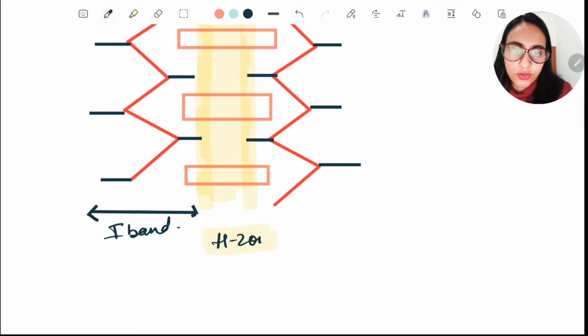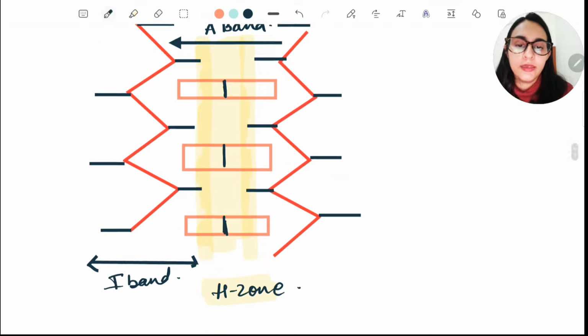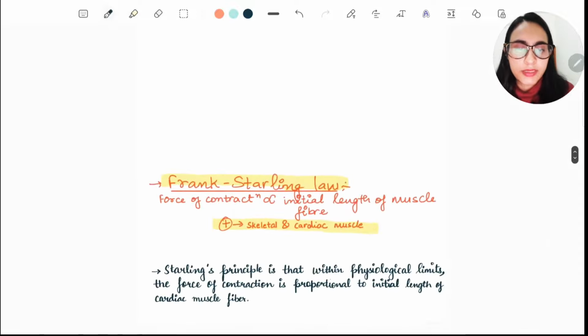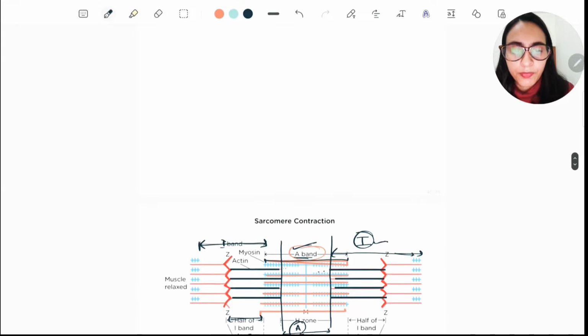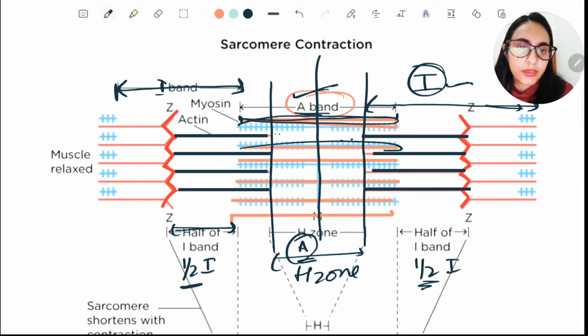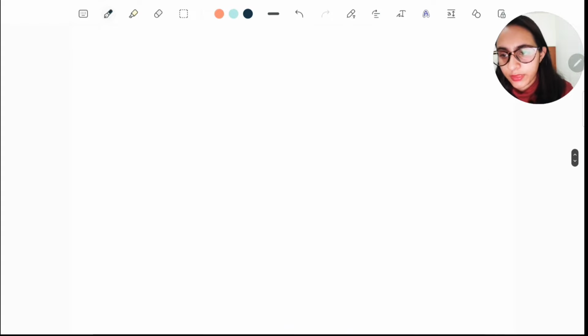This is the H zone, and in the center of the H zone, at the thick filament, we have a dark line known as the M line. You can remember it as the middle line. It is present in the middle of the thick filament. So that is a complete sarcomere.